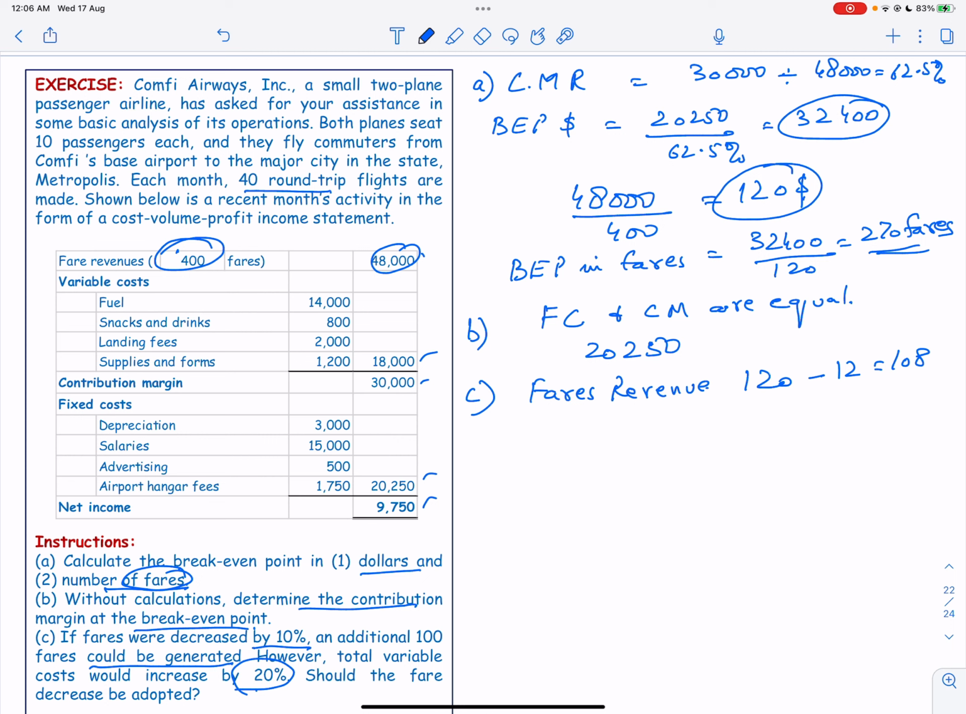So the total fares revenue will be 108 times, you see the number is increasing by 100, so 400 plus 100 is 500. So this is equal to 54,000. Next we have the variable cost.